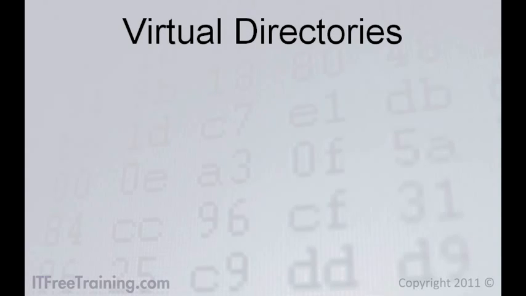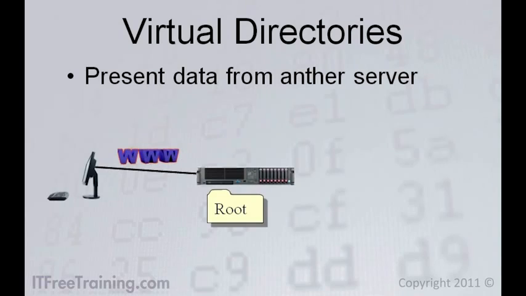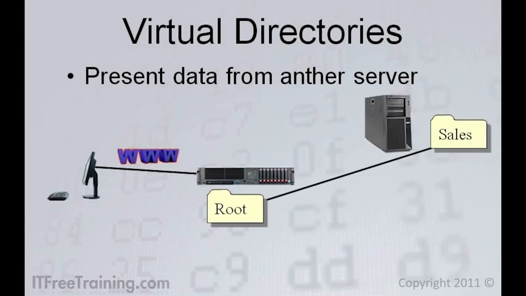A common requirement with web servers is to access data from another server. Using ISS, you can use virtual directories to present data from another server to the user. In this example, the end user is accessing a web page on a web server. Some of the data, sales data, is located in the sales department on another server. Using virtual directories, you can mount the data so it appears as a separate directory under the root of the website.